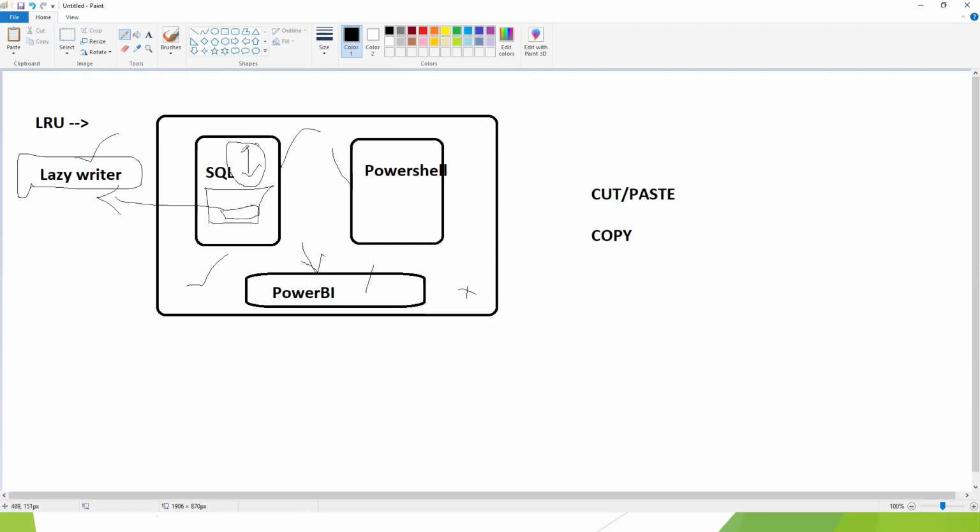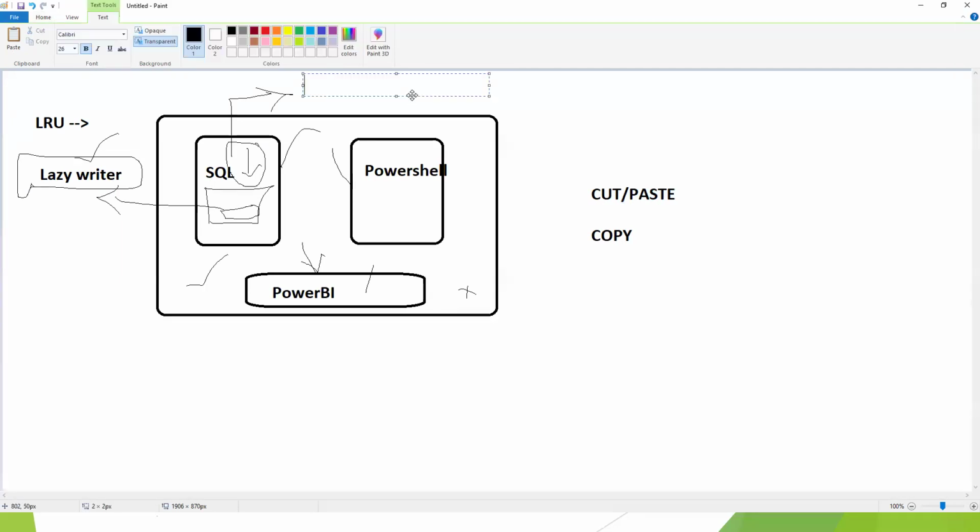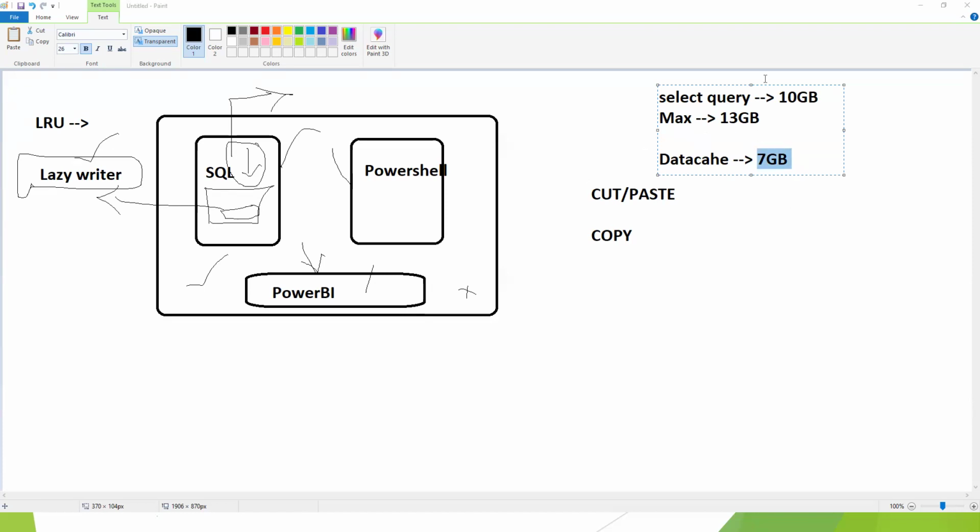Let's say, as I said, right? So internally there are some queries executing. Let's say it is a select query. It requires 10 GB of memory, let's say. And I have allocated max memory of around 13 GB. And the buffer pool consumption, that is your data cache for the pages, is 7 GB. Let's take this example. Max memory that we allocated is 13 gigs, and the data cache is 7 gigs, right? So based on this, what we require for this process is 10 GB plus 7 GB.